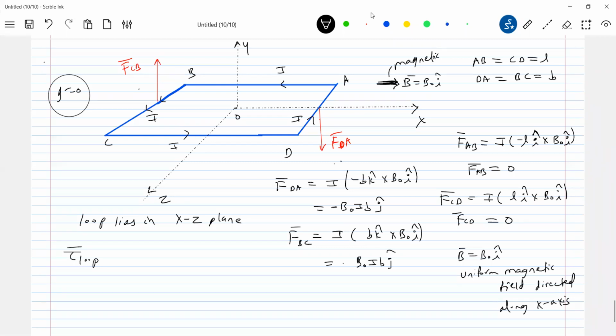So we know some basic idea of the torque. Both will be FDA into AB by 2. What about the torque, clockwise? Then FBC into how much will it be? This also, not AB, I'll write the length, L by 2, L by 2. Both are clockwise. About what? What is the axis? About the Z axis.